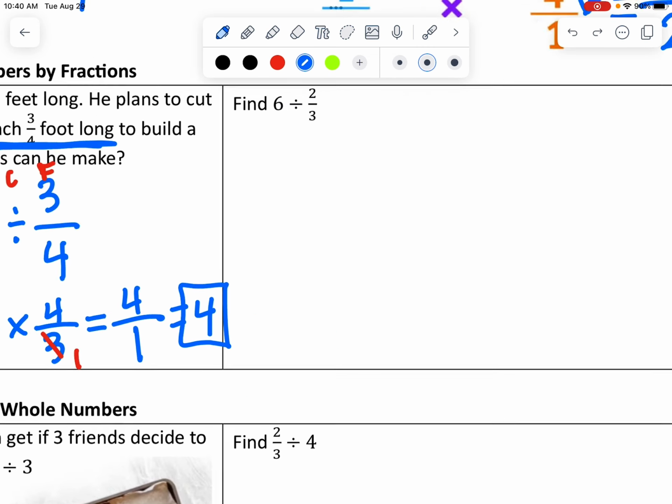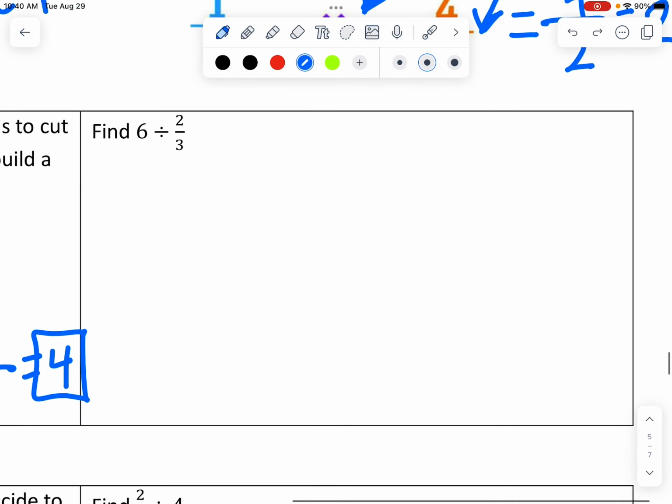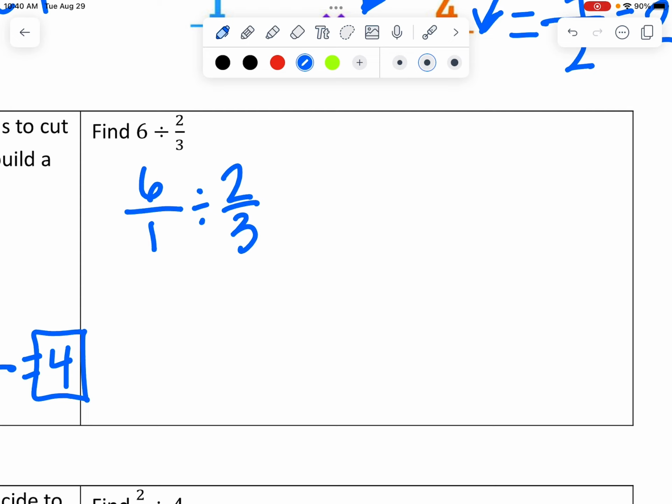All right, on this example, we're going to do the same thing. So we need to change our 6 to a fraction. So it's going to be 6/1 divided by 2/3. Now we need to keep, change, and flip. So my 6 over 1 is going to stay the same. My division changes to multiplication. And then my 2/3, I'm going to flip it to its reciprocal. So we get 3 over 2.